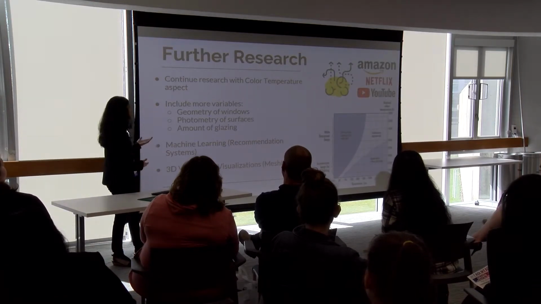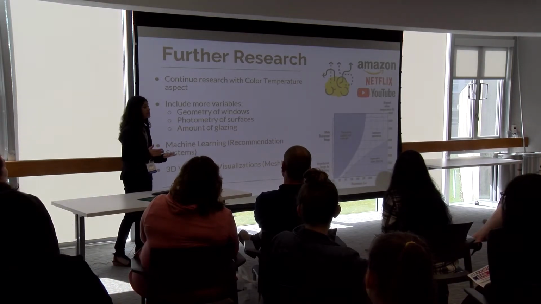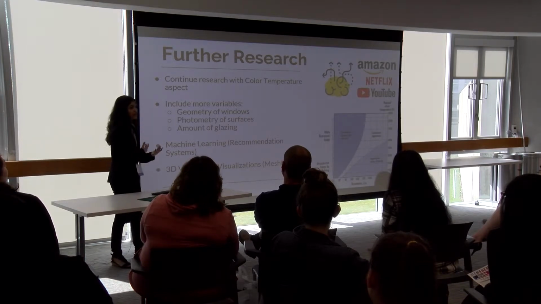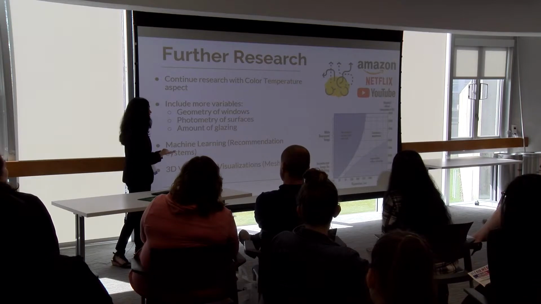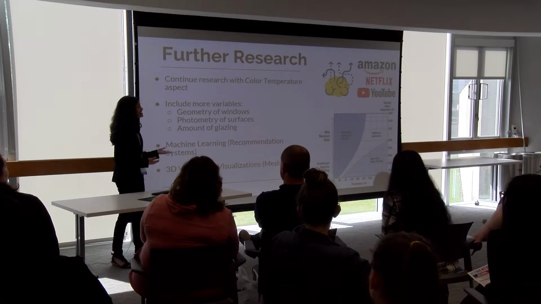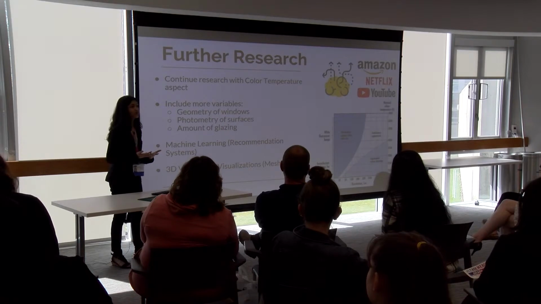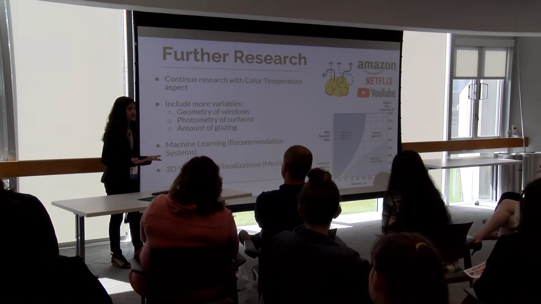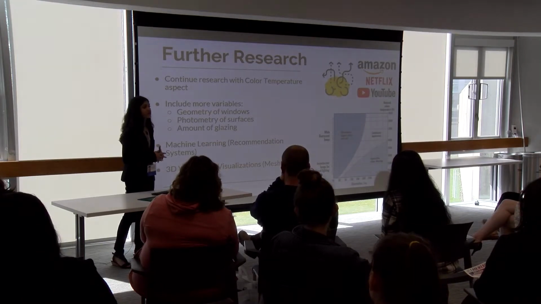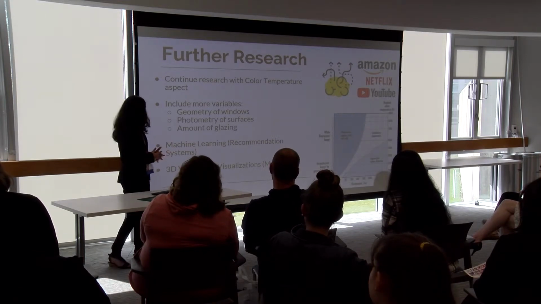In the future, I would also like to continue my research on the color temperature spectrum and also include additional lighting variables such as the geometry of windows or the photometry of surfaces, the amount of glazing, etc. I would also like to develop machine learning models, especially recommendation systems, similar to how we see on Amazon, Netflix, and YouTube, in terms of how they serve up recommendations based on your buying history or your viewing history. And essentially, I would like to use these machine learning models to tailor to an occupant's comfort level and tailor it to their needs.